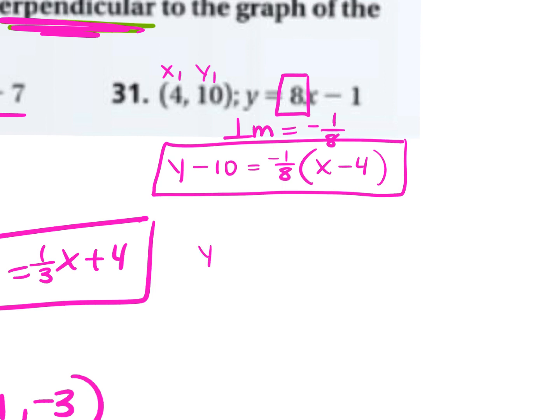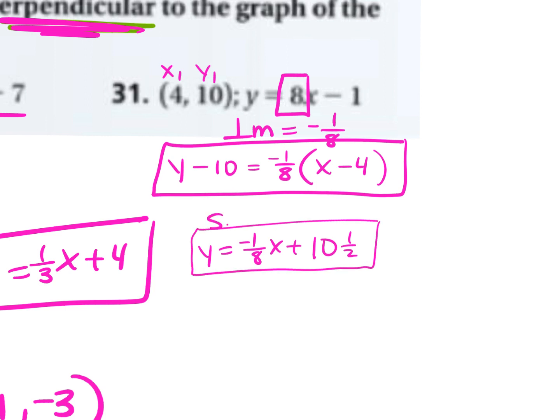If you did slope intercept, it comes out to this. 10.5, or you could call it 21 halves, but typically we don't like decimals and fractions together. So this is slope intercept, this is point slope, and that is 4 and 5.